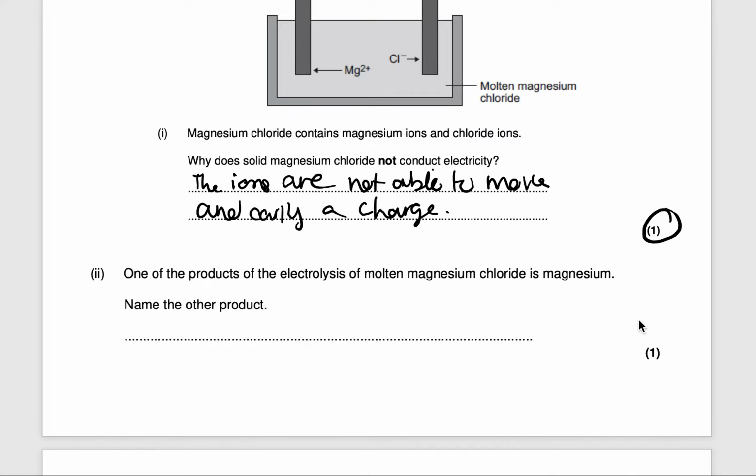Now, next question. One of the products of the electrolysis of molten magnesium chloride is magnesium. Name the other product. Well, if we look, it's molten magnesium chloride. If magnesium is going to be produced at the cathode, then chlorine is going to be produced at the anode. So, chlorine is going to be produced at the anode.